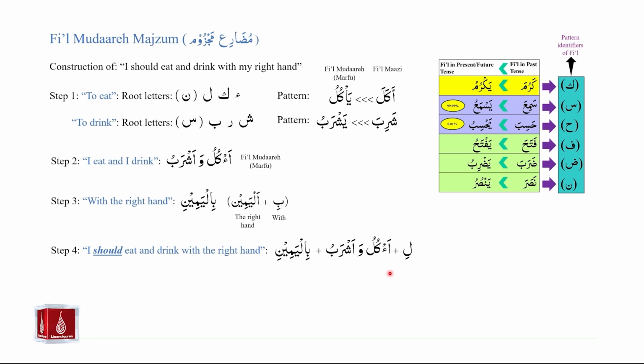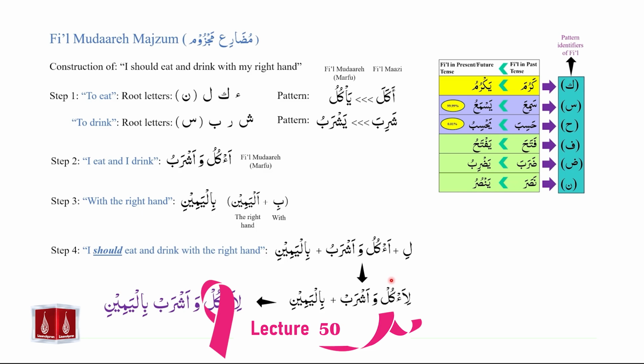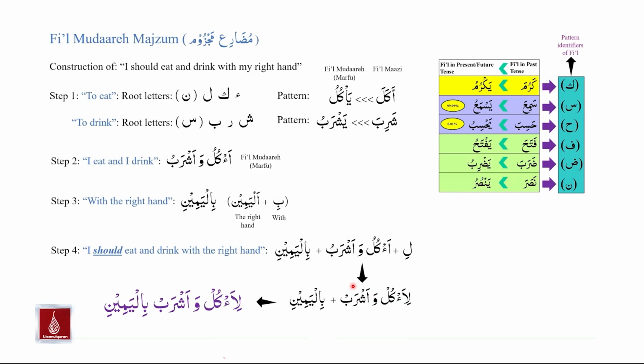This is lam of amr. And akulu wa ashrabu can be translated as I eat and I drink. But when we put it all together, the effect of lam of amr will be li akul wa ashrab plus bil yamini. Let us look at the first part. With the addition of lam of amr, akulu is becoming akul, ashrabu is becoming ashrab. Akulu is fi'il mudari marfu. Akul is fi'il mudari majzum. Ashrabu is fi'il mudari marfu. Ashrab is fi'il mudari majzum.